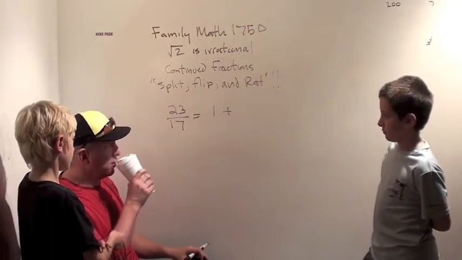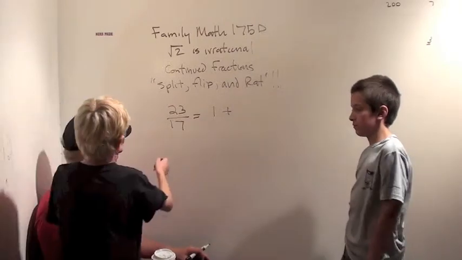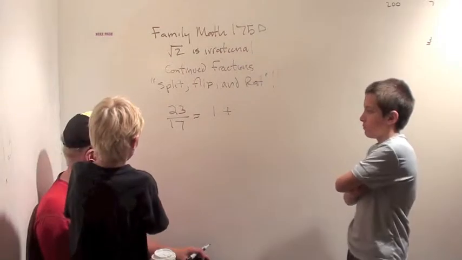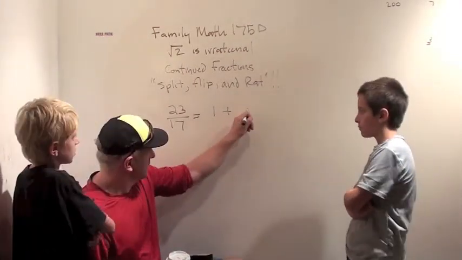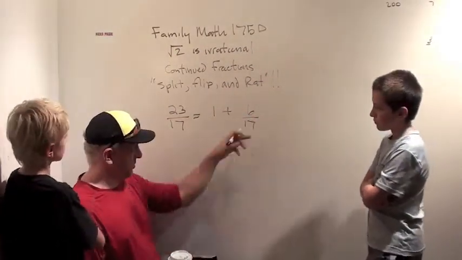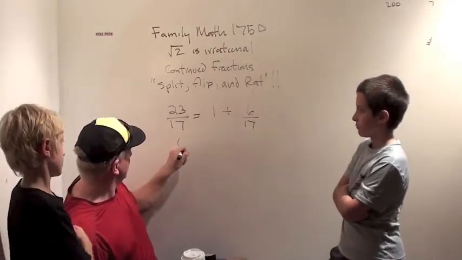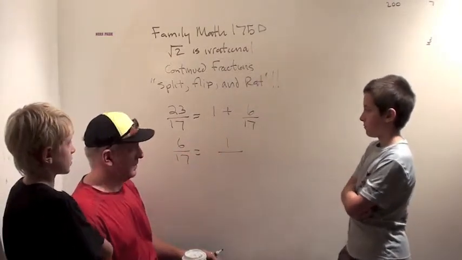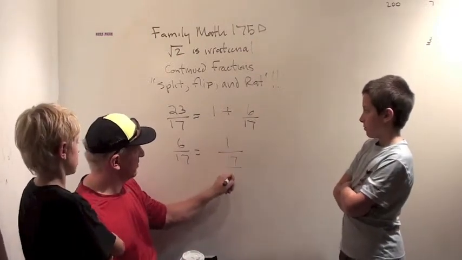Well, you have to subtract 23 minus 17. It's 6. 6 seventeenths. Okay, 1 plus 6 seventeenths. Do you agree? Now I flip this over, so I make 6 seventeenths equals 1 over what? 17 sixths. Very good.